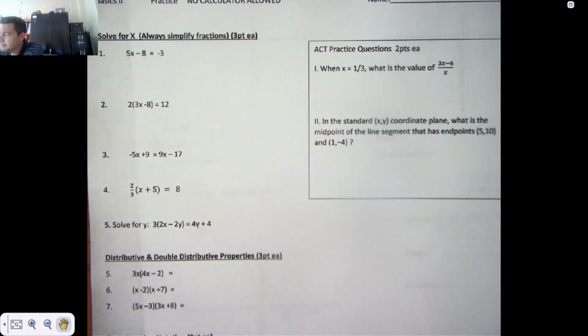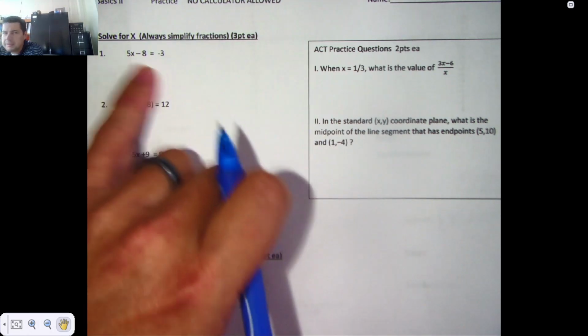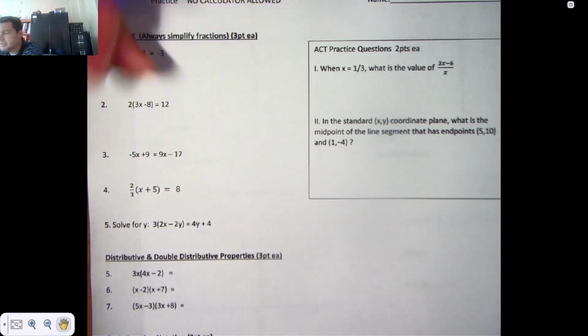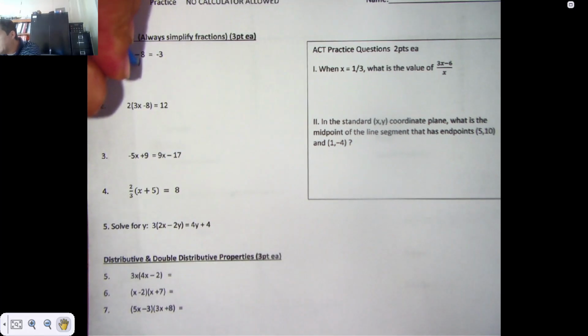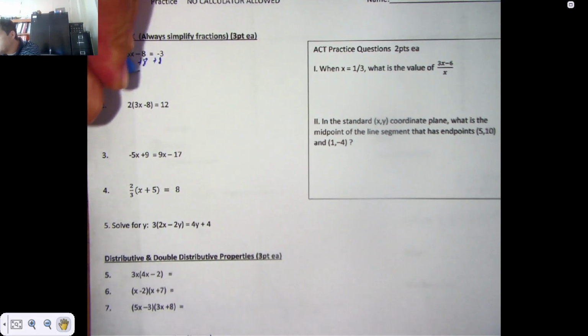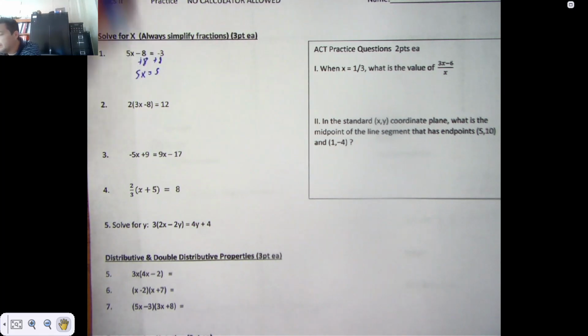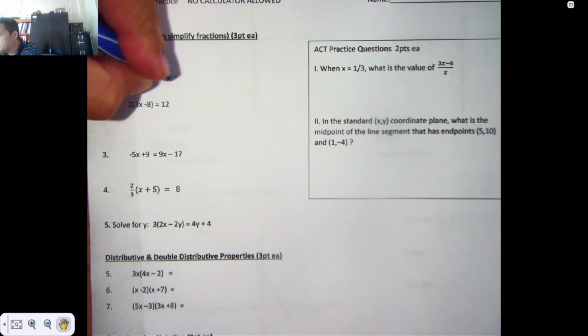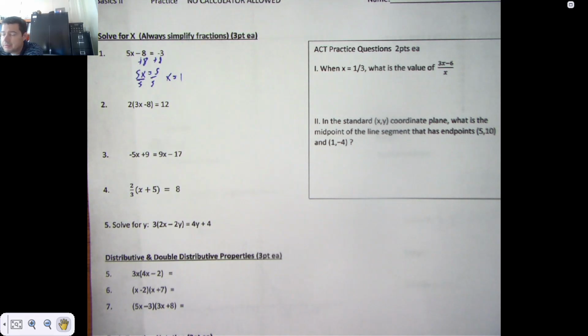Anyways, I did grade your last ones before I started recording this video, and we had some kids missing the first one. You're not supposed to miss the first one. You add 8 to both sides, kids. So 5x is now 5. You divide through by 5 and x is 1. You're not supposed to miss the first one.